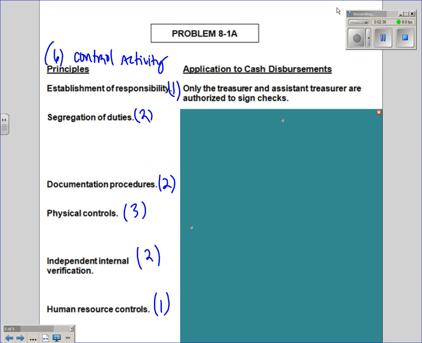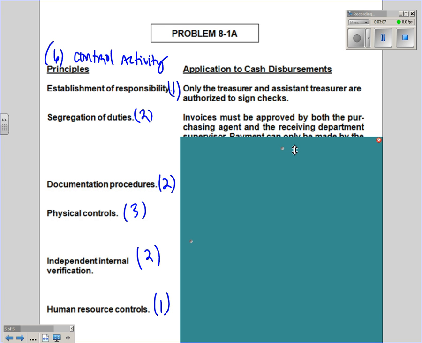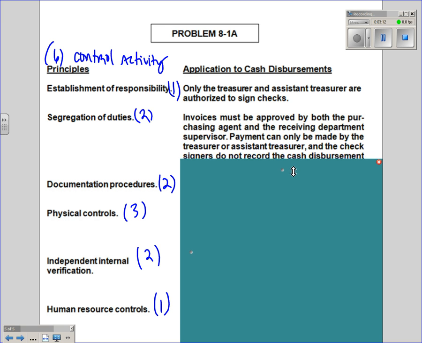Segregation of duties. There are 2 common applications of this principle. Different individuals should be responsible for related activities. The responsibility for record keeping for an asset should be separate from the physical custody of the asset. So just like when I bought all this green screen stuff, I have physical custody of the asset, but I didn't get to approve that purchase. It went through a few different hoops. And so 2, invoices must be approved by either the purchasing agent and the receiving department supervisor. So very similar to that.